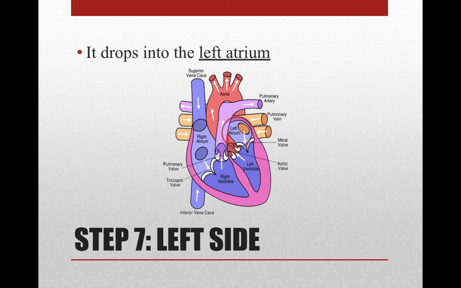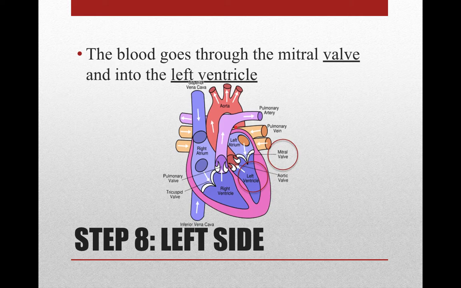The next step is it's going to drop into the left atrium, right here. Okay, so the atriums are above, ventricles are below, right side, left side, going into the left atrium. Then it's going to go through the mitral valve, right here, again making sure that it goes from the left atrium to the left ventricle. It's going to drop into the left ventricle. The mitral valve is going to prevent any blood flowing back into the left atrium.